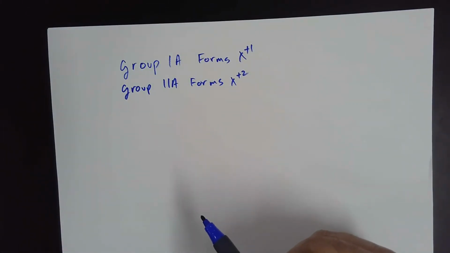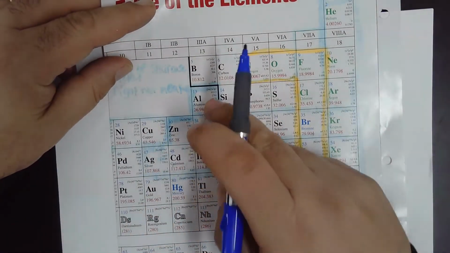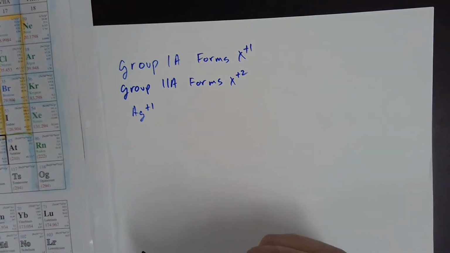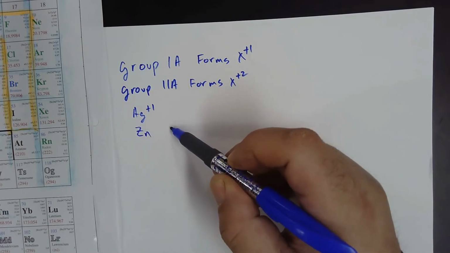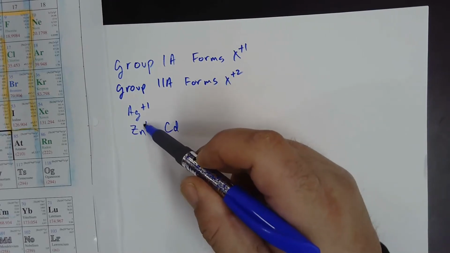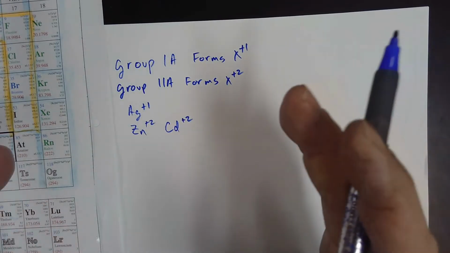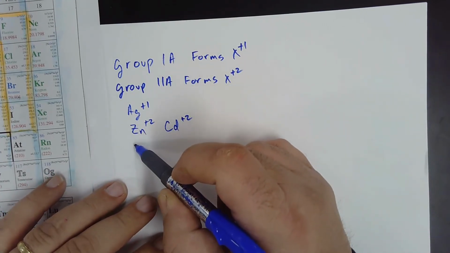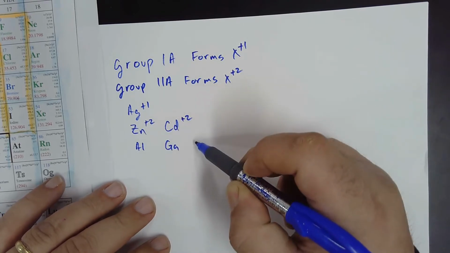And then we had our stealth bomber. You guys remember our stealth bomber here? The column that only has one element, silver, forms a plus one charge. Then the next column, we had zinc and cadmium, and each one of those forms a plus two charge. So in that stealth bomber line, that's the one that had two elements in it. Then we had one that had three elements, where we had aluminum, gallium, and indium.